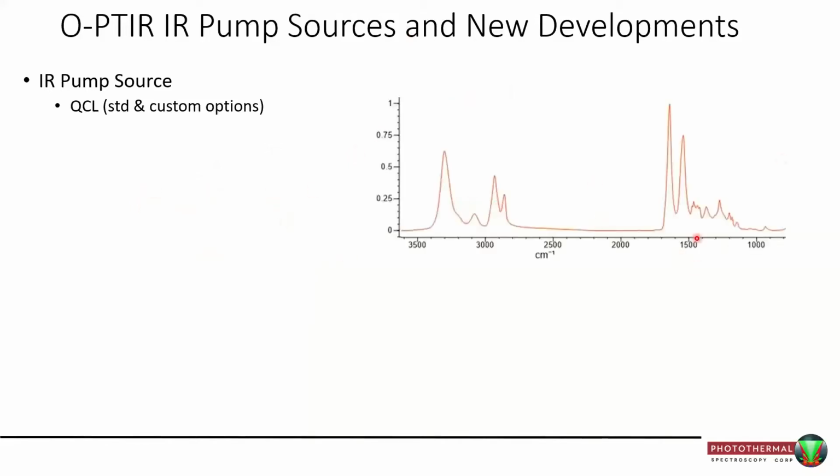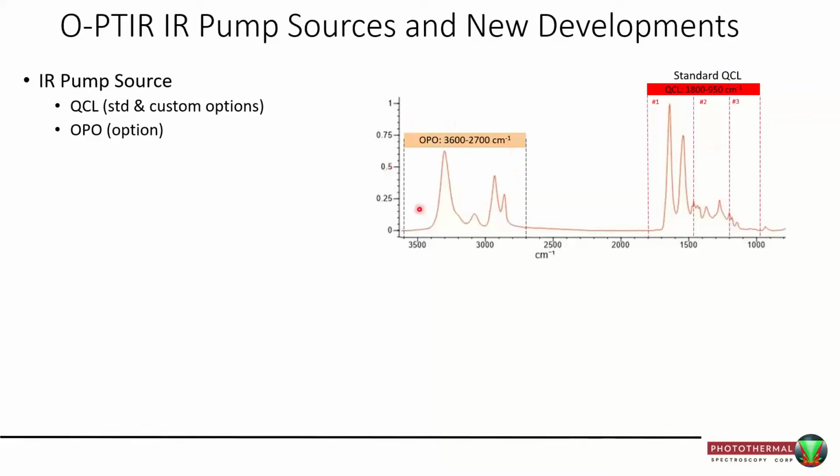If we take a traditional spectrum, the standard QCL that we offer is a 3-chip QCL with a 4th slot empty. It covers, as it stands there, 1800 to about 950. There is also a high wave number OPO option. That's an additional laser that does 3600 to 2700.